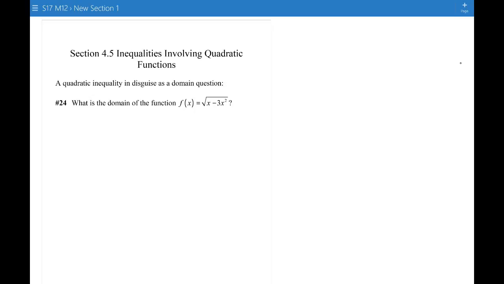So this last question is a sneaky way of hiding a quadratic inequality in another problem as a domain question. So remember, when we're worrying about square roots, we're saying, oh, the stuff inside the square root has to be positive, or it can be 0. So if you write what I just said in words as a mathematical sentence, we get x minus 3x squared is greater than or equal to 0. So now this is a quadratic inequality. So we'll solve that one together also.